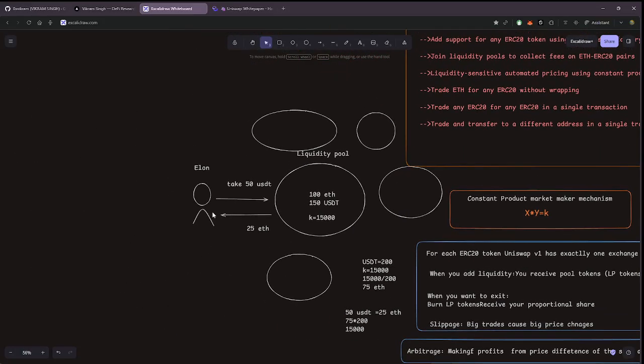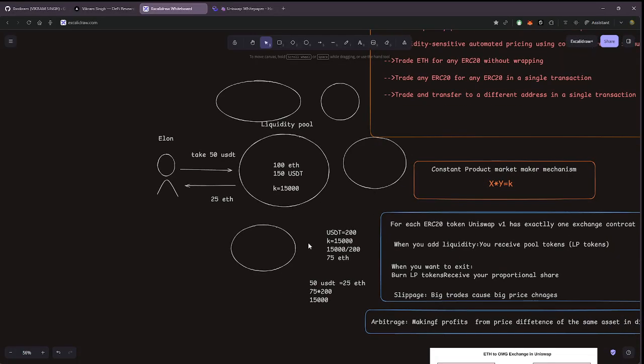Suppose this is a person, Elon, and he wants to swap his 50 USDT for Ethereum. In this liquidity pool, we have 150 USDT and 100 Ethereum, and the constant k is equal to 15,000. This is the multiplication of both these token amounts. So if Elon submits 50 USDT in this pool, then our USDT value will be 200, and the value of our constant has to be 15,000. It has to be constant.